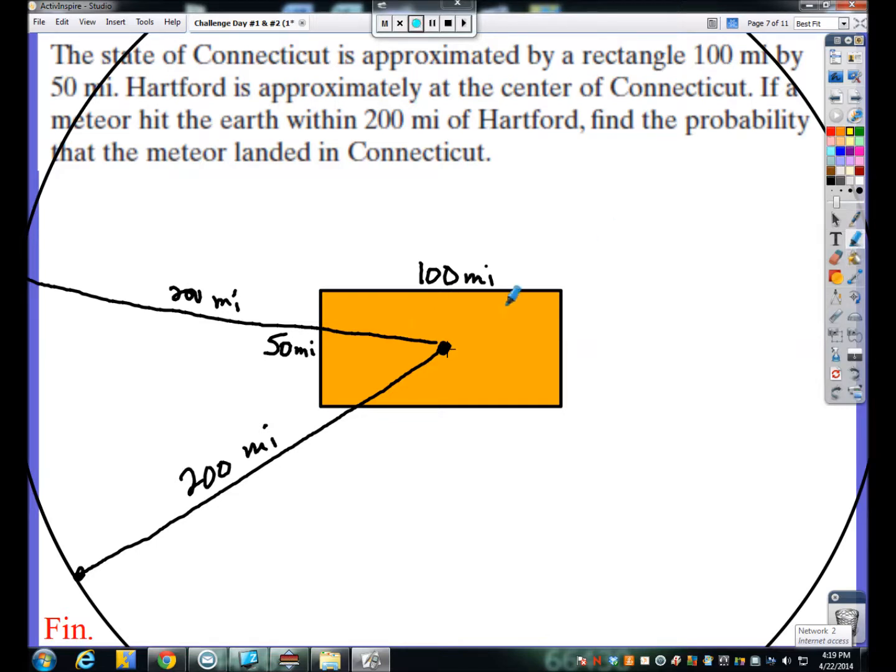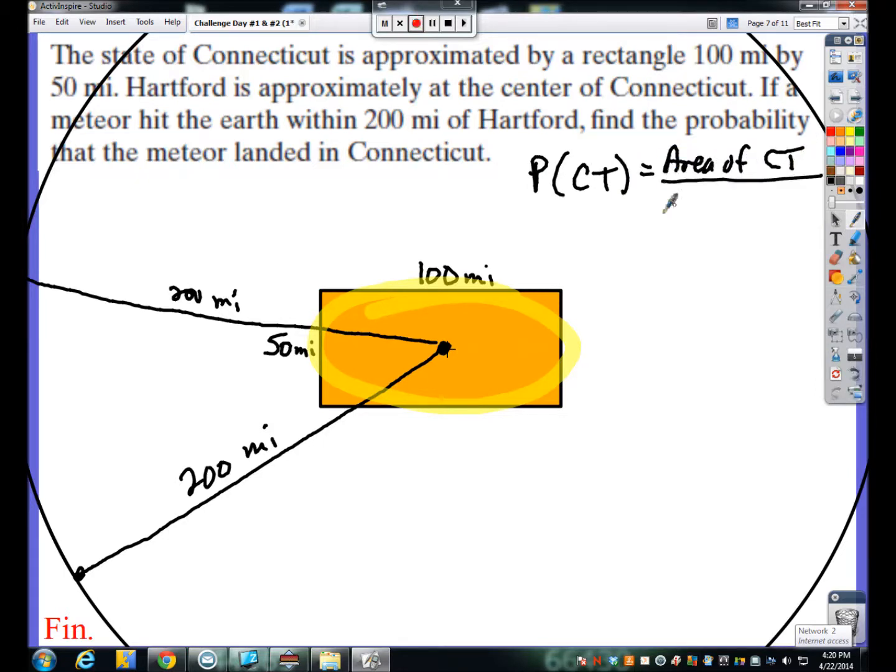So that is our favorable region. Here's Connecticut. And it could land anywhere, even outside of here. So you can see our probability probably, no pun intended, isn't going to be too big. Because if we look at, and I tried to make this as much to scale as I could, this rectangle is not that big compared to the rest of the circle. So it definitely seems like it's going to be much smaller than, say, I don't know, 20, 10% maybe. I don't really know. That's what we're going to have to calculate. So probability of landing in Connecticut, we need the area of Connecticut divided by the area of all.